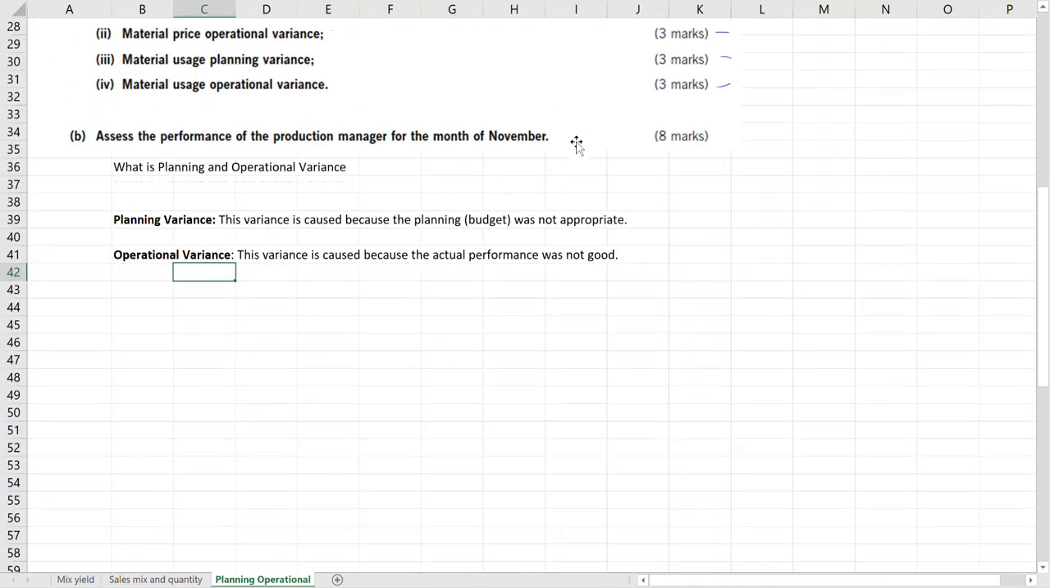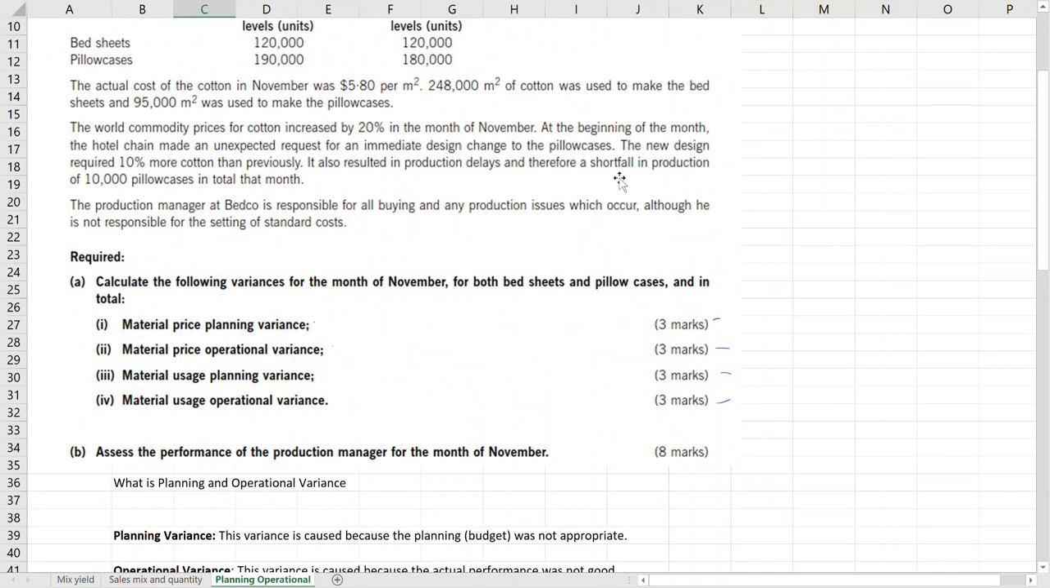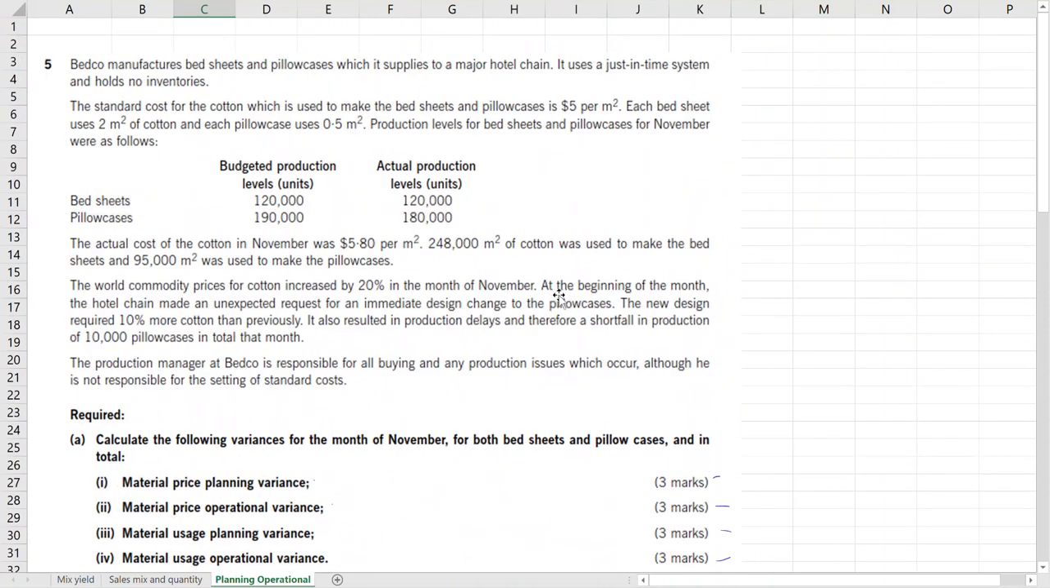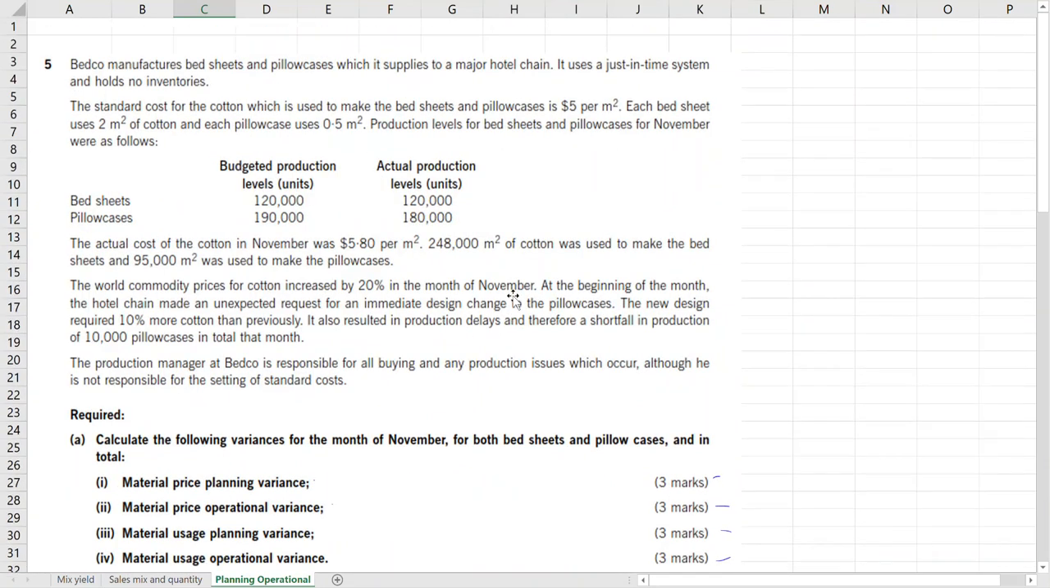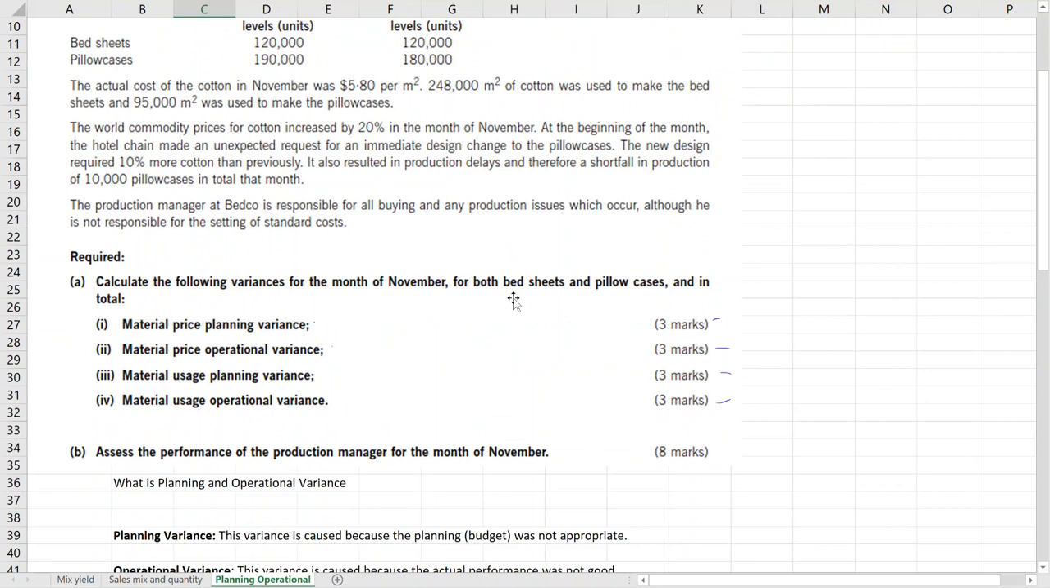Okay, next we have planning and operational variance. Again, let's look at the question and then I will explain what each of them are, because I want to link them to questions so that you better understand. Required: calculate the following variances for the month of November for both bed sheets and pillowcases.